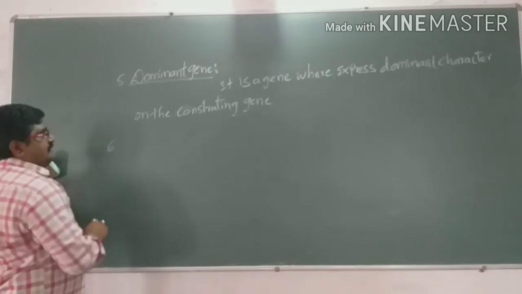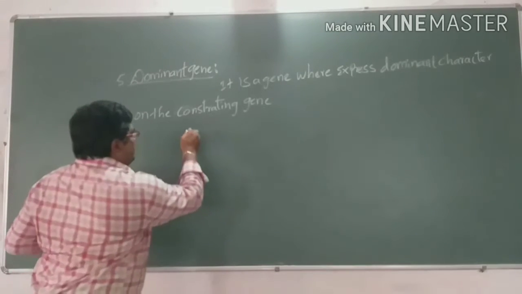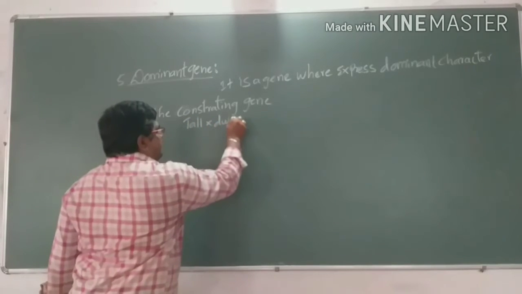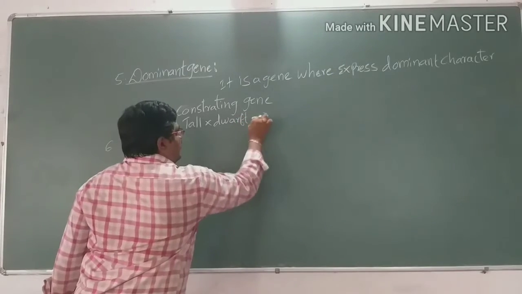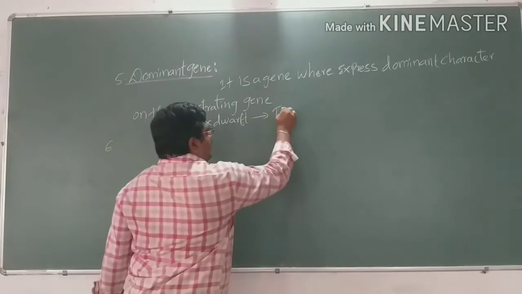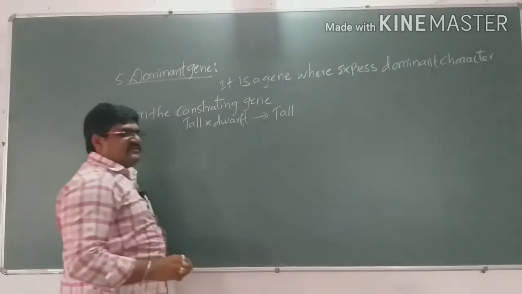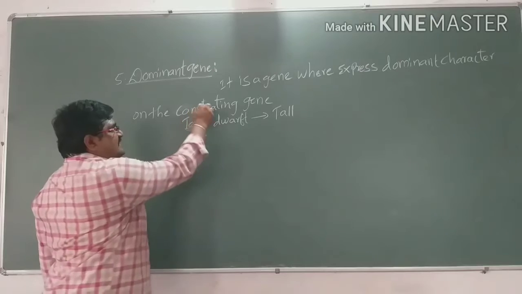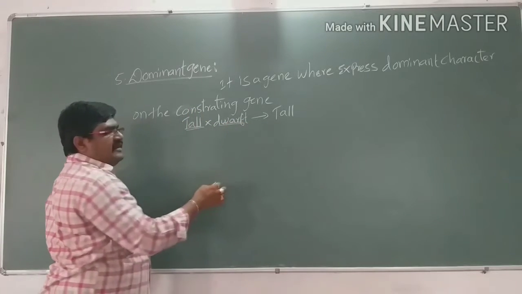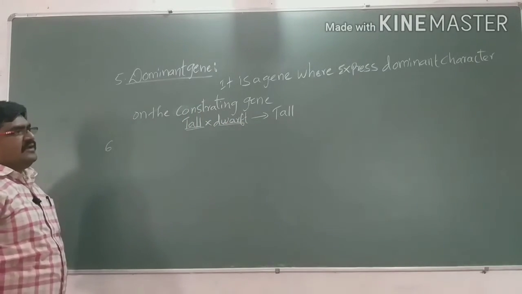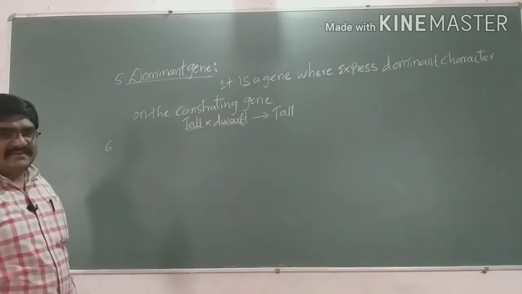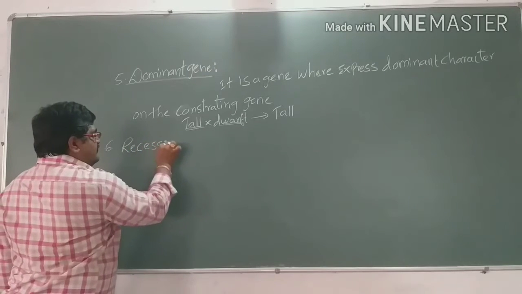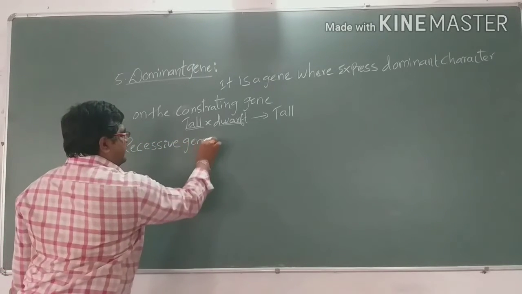And sixth one. For example, if a tall is crossed with a dwarf, we can produce the tall character only. That means the tall character is the dominant character, and the contrasting character, the dwarf, does not express. So here we can call it the dominant gene. Next, a recessive gene or character.